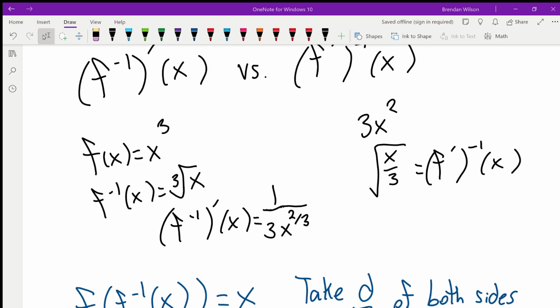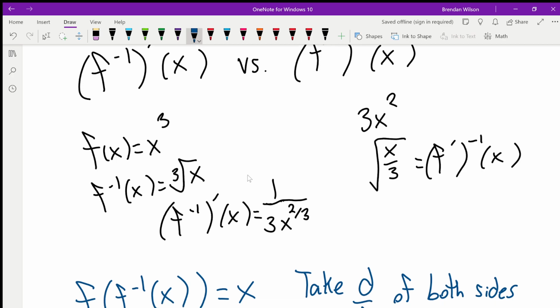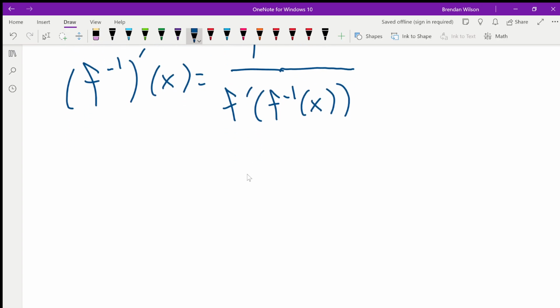So if we look at the one we just did, we just found the derivative of the inverse up here, right? So we had f of x equals x cubed, and then f inverse of x equals the cube root of x. So the derivative, we got 1 over 3 times x to the 2/3. So let's make sure we get the same thing with this new formula. Okay.